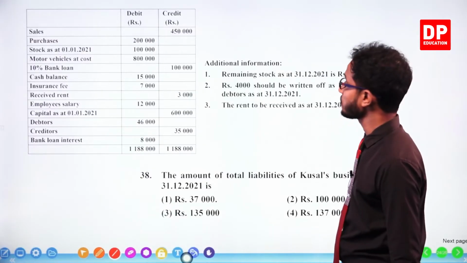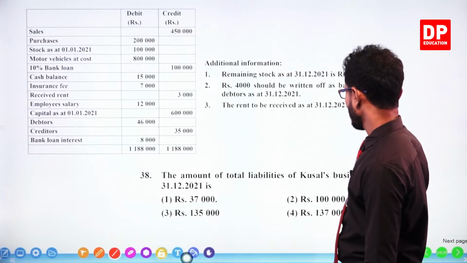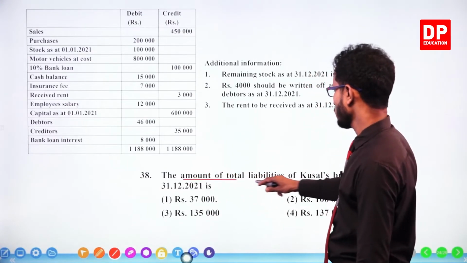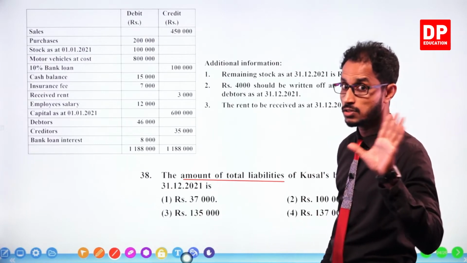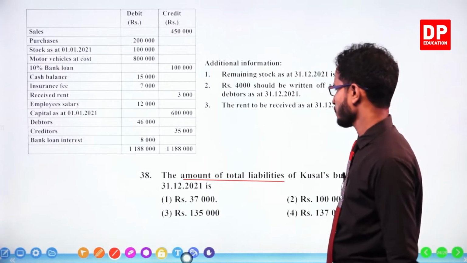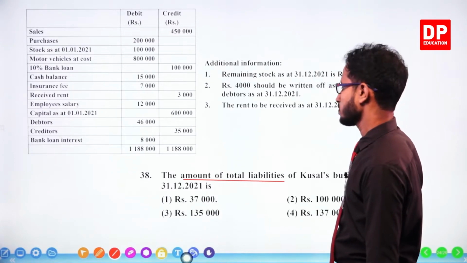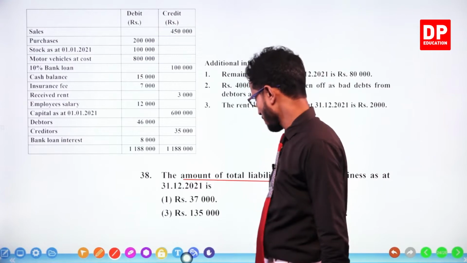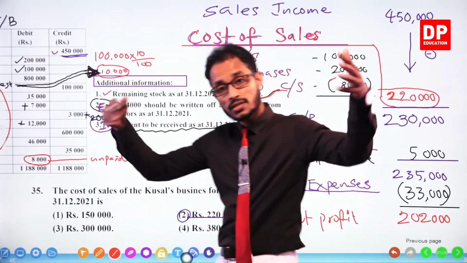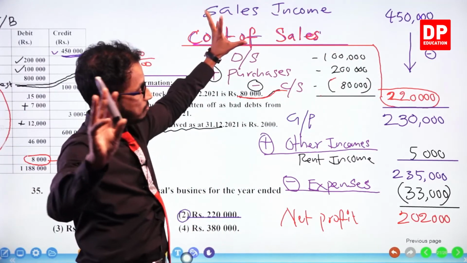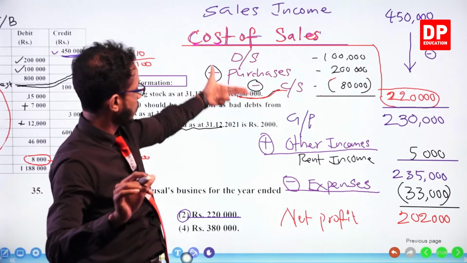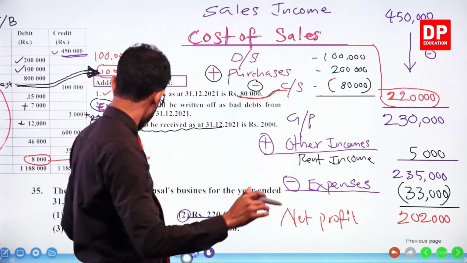38th question. The amount of total liabilities of Kusal's business. Not current liabilities, not non-current liabilities, but the addition of both. Let's go to the same slide where we have marked everything in color. Yeah, this is the net profit calculation, gross profit and net profit.